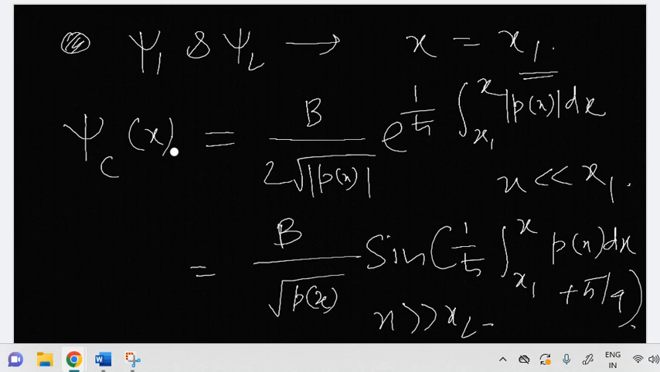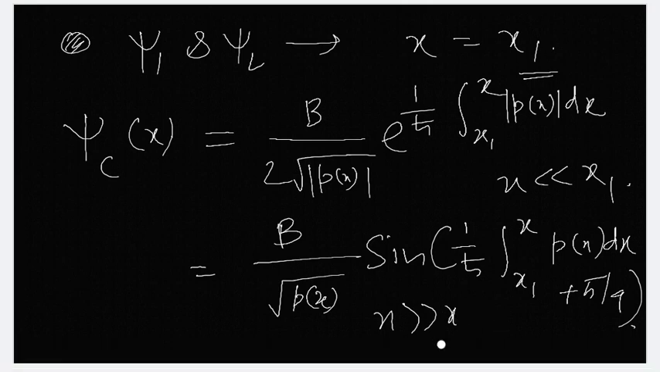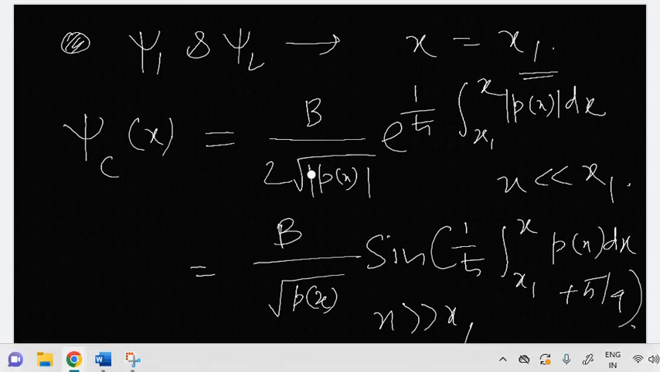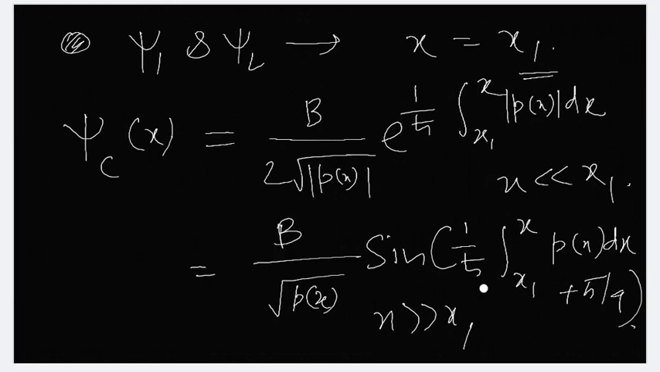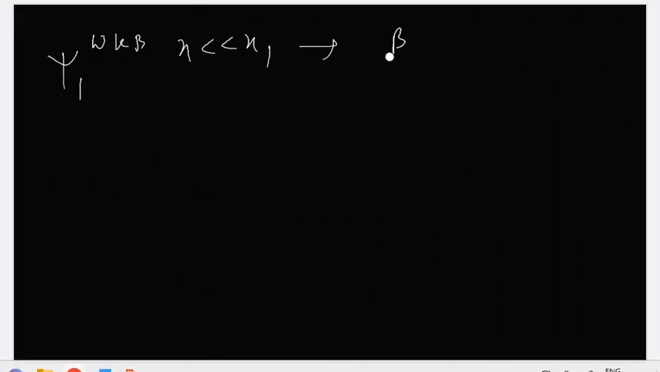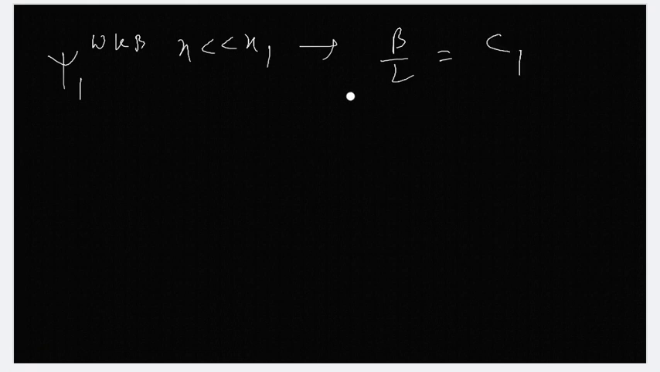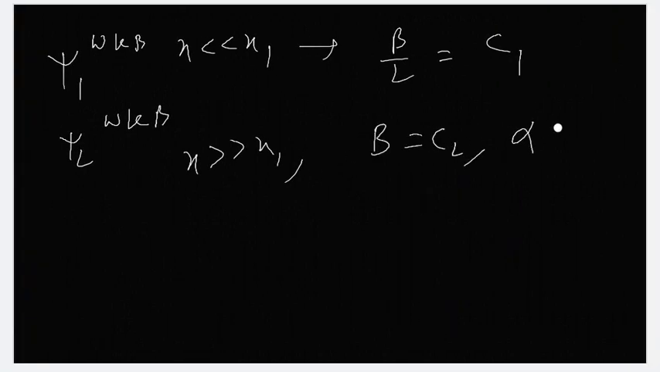Similarly, you can connect the psi 1 WKB. Sorry, it should be x1, the classical turning point on the left hand side. So now you can connect this with psi 1 WKB at x less than x1, then you will find b by 2 equal to c1. And psi 2 WKB with x greater than x1, there we will find b equal to c2 and alpha equals pi by 4 again. So we have the connection between psi 1 and psi 2, and psi 2 and psi 3.